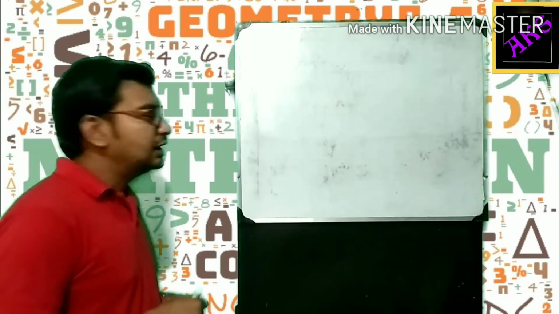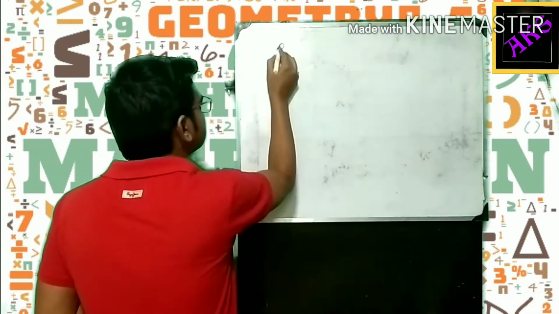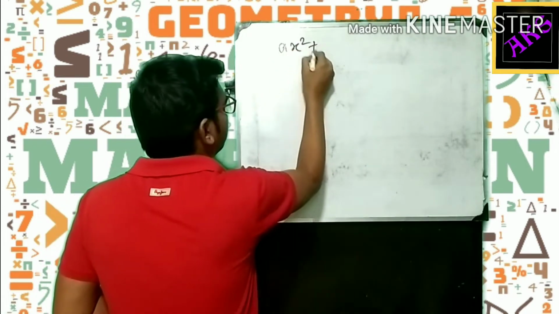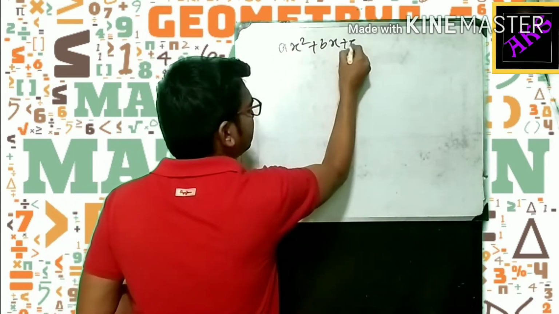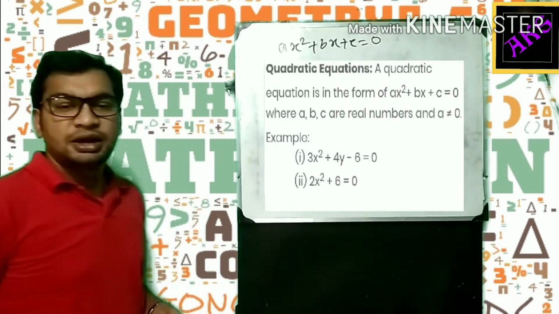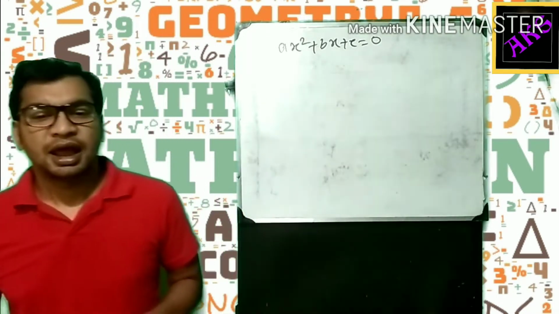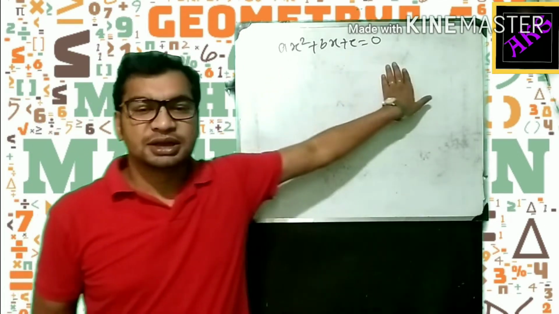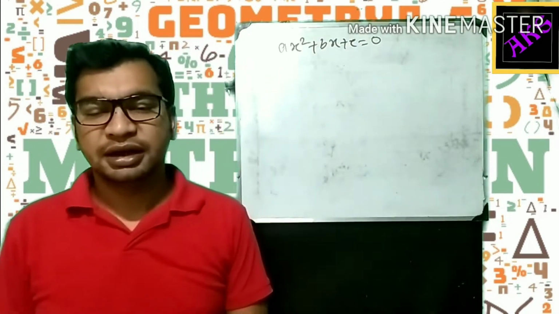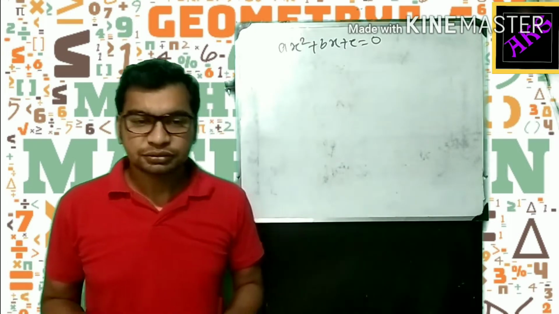Okay? An equation of the form ax square plus bx plus c equal to 0 is called a quadratic equation in x, and this form is known as the standard form of that equation. Clear?